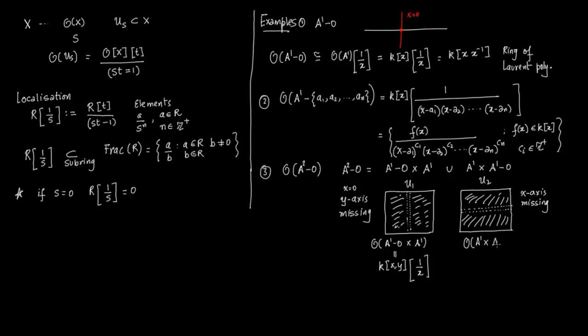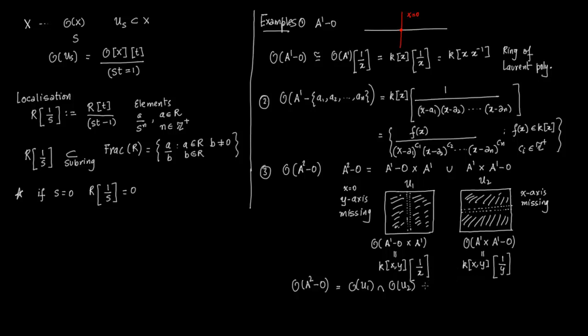Similarly, in the second part, you first start with the bigger set. The bigger set was A2, and from A2 you plucked out the x-axis, and the x-axis is given by y equals 0. So you adjoin 1 by y to it. That is the standard technique. But what is O of A2 minus 0? Now O of A2 minus 0 is equal to O of U1 intersection O of U2. Notice we have an intersection here.